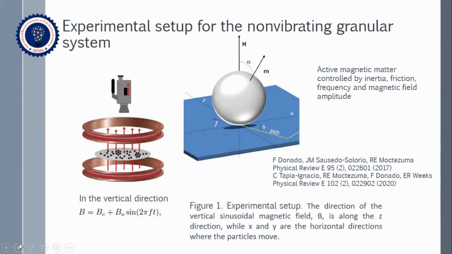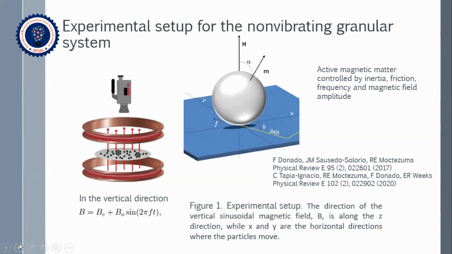Each particle has a permanent dipolar moment. This moment tries to be aligned in the direction of the magnetic field. When the magnetic field reverses direction, the dipolar magnetic moment tries to be aligned with the new direction of the magnetic field. Then the particle rotates. As the particle rotates, it rolls over the surface, making a linear trajectory.